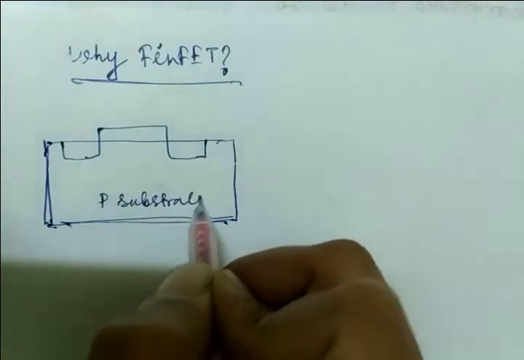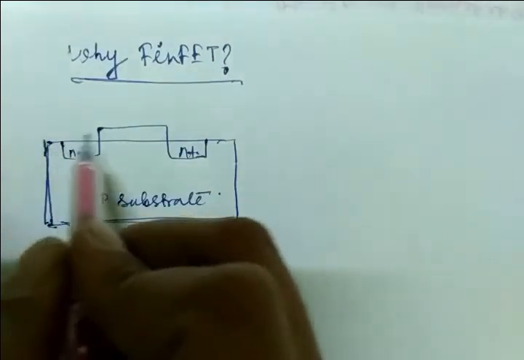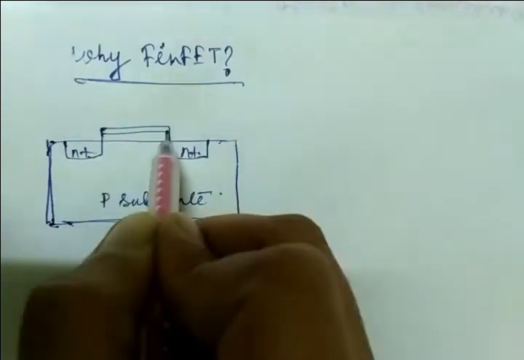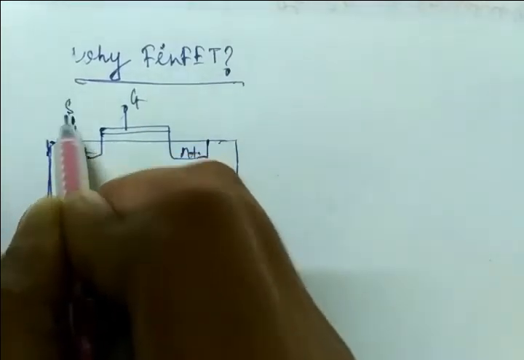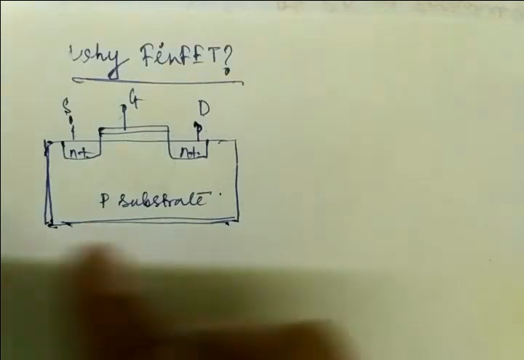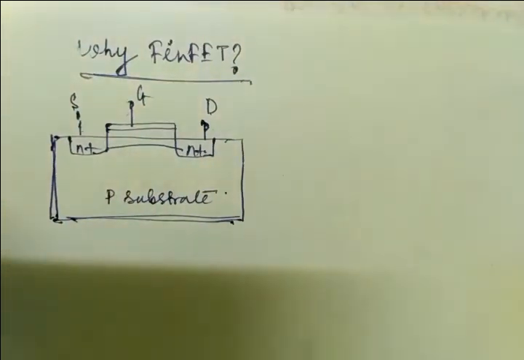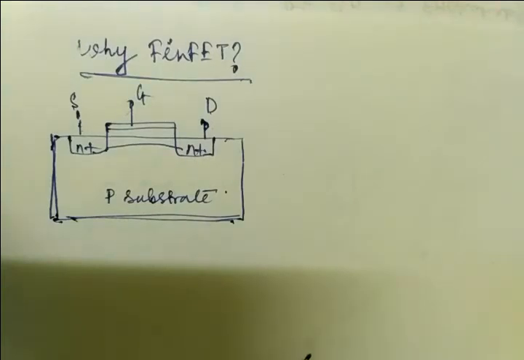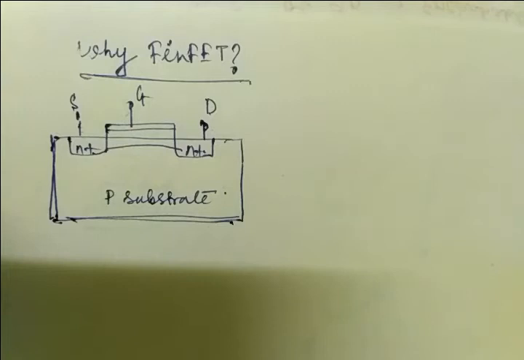This is N plus, this is N plus, and this is your oxide layer, this is your gate terminal, this is your source, and this is your drain, right? So this is the conventional, traditional MOSFET structure that we have already studied, and this is the N-channel MOSFET because we are using a substrate of P-type, right?